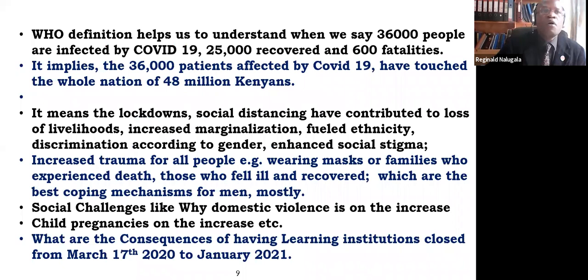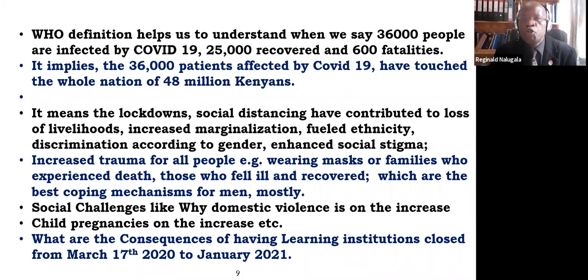WHO helps us to understand when we say that 6,000 people are infected by COVID-19, 25,000 recovered, and 6 fatalities. It implies that the 6,000 patients affected by COVID have touched the whole nation of 48 million Kenyans. It means that all of us in Kenya are affected, whether by fear, stigma, or trauma. And this situation is also creating anxiety in our neighbors. Because if the numbers in Kenya are increasing, then it means that we are risking lives in Uganda, Tanzania, Ethiopia, South Sudan.